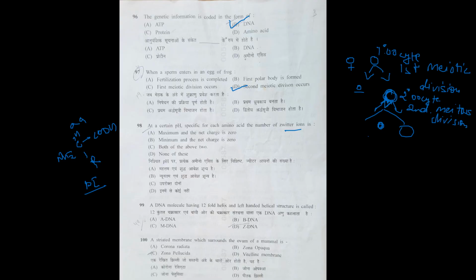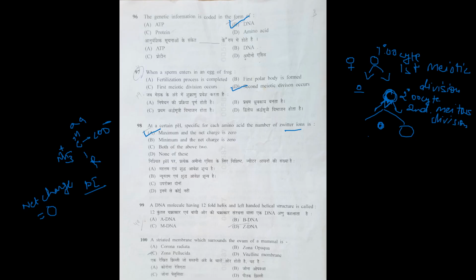And how is it? It loses its hydrogen ion and it has a charge. The ammonium group has a positive charge and the carboxyl group has a negative charge, but the net charge is zero. Net charge on the amino acid at the isoelectric point, at pI, is zero. And the number of Zwitter ions at pI is actually maximum and the net charge is zero. So the answer will be A.